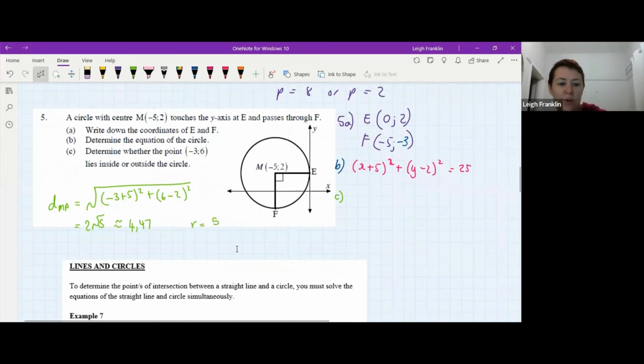So in this case over here, the length of the radius is greater than MP. So if the radius is longer than the distance from the center to the point, then the point must lie inside the circle. Okay, point lies inside circle. Okay, everybody happy with that?